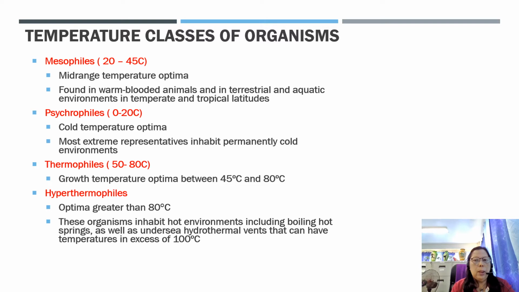So let us try to look into the microorganisms in detail. The mesophiles survive from temperature 20 to 45 degrees centigrade, and they could even live within warm-blooded animals and also in terrestrial and aquatic environments. And then you have the psychrophiles. They are the cold-loving microorganisms, and they live in extremely cold environments. Then thermophiles, they carry on their life within 45 to 80 degrees centigrade. And higher than 80 degrees centigrade are the hyperthermophiles.